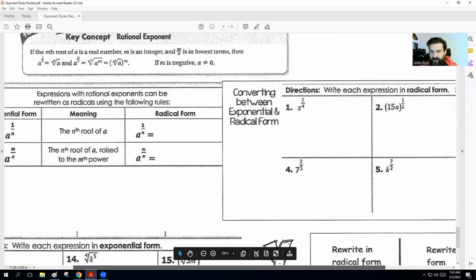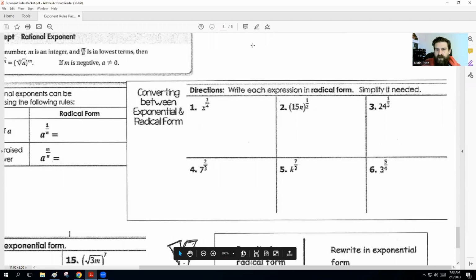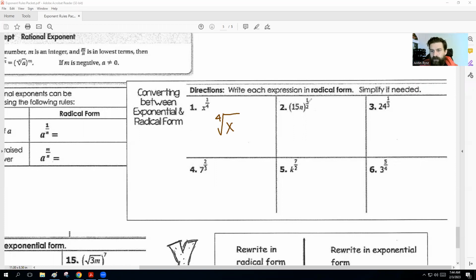We're going to convert first into radical form. All right, so what is x to the 1/4 power? The base is x, and we're going to take it to the 4th root. Next, if we've got 15n to the 1/2 power, the base is 15n. We are not changing that at all. The 1/2 power would be the square root. You can say the 2nd root, or just leave it as the square root. We're not simplifying, or we'll simplify if possible, but we're just going to write it like this.